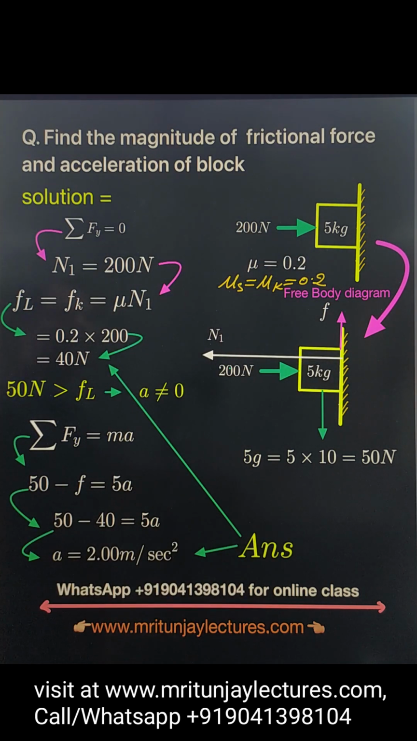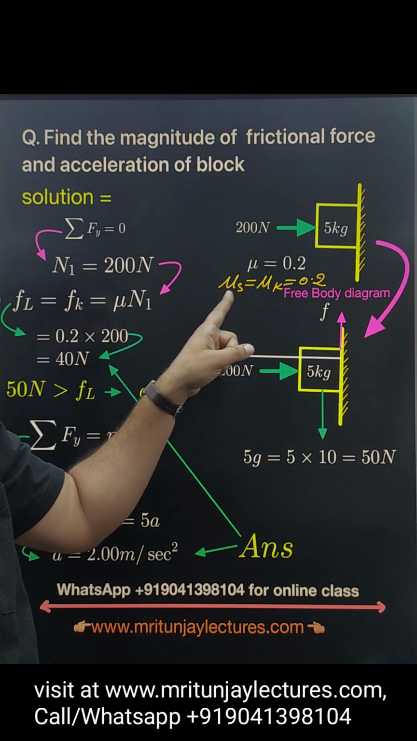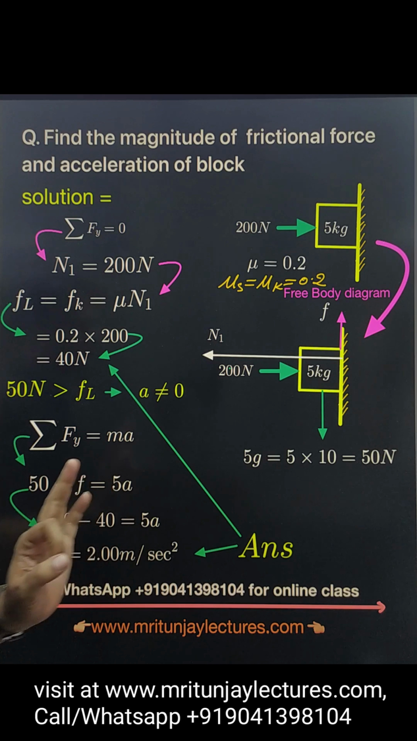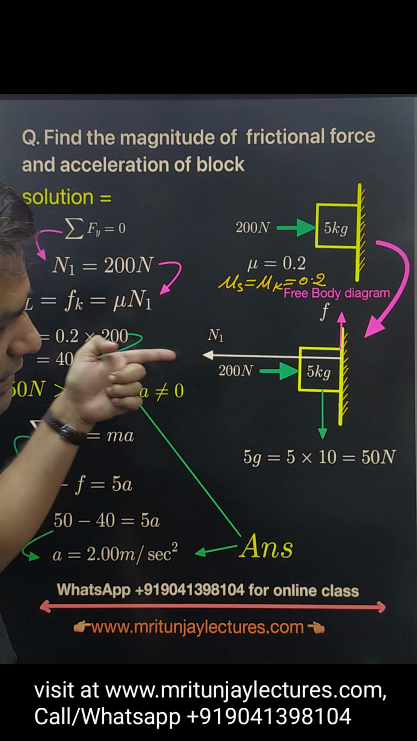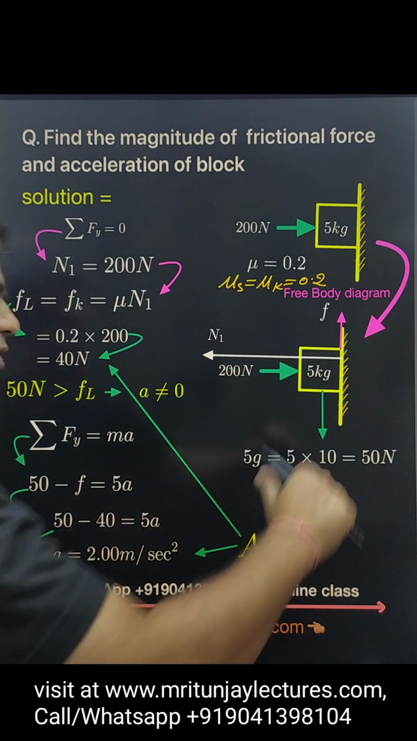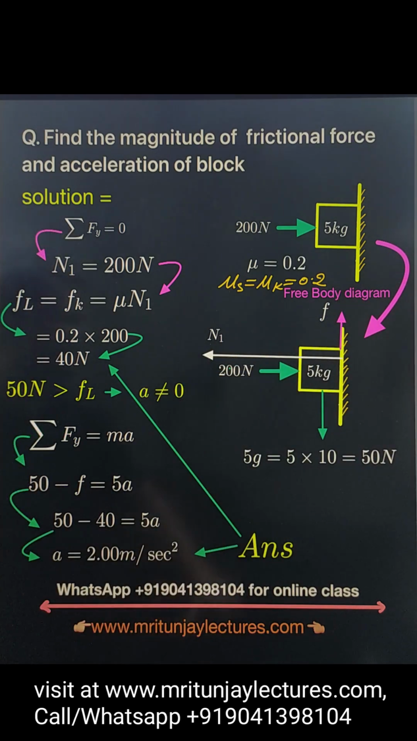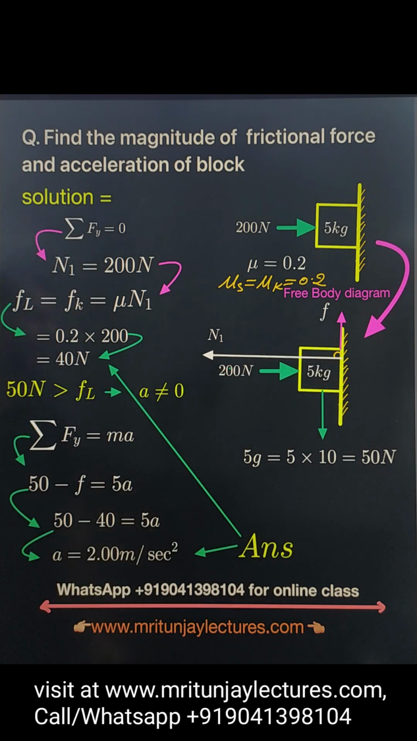Okay. Now, that surface is a rough surface. Why? Because mu is given, that's why. Now, if we make the free body diagram, if 200 Newton force acts on the 5 kg block in this direction, then the normal force applied by that wall is in which direction? Like that one, always perpendicular to the surface, so written like that one.